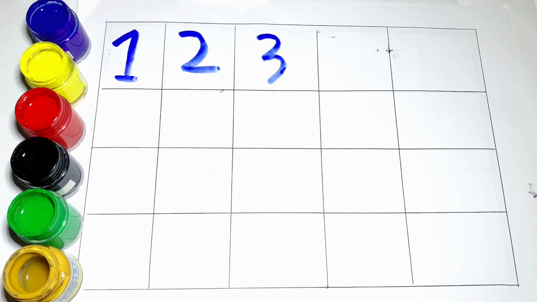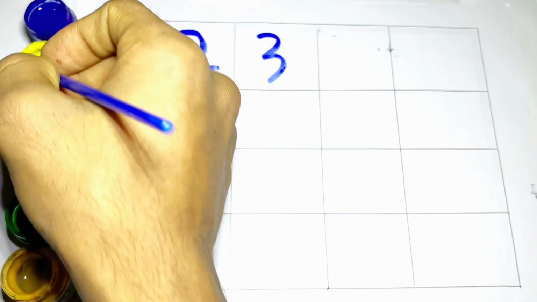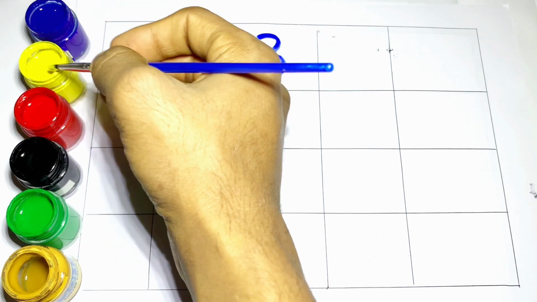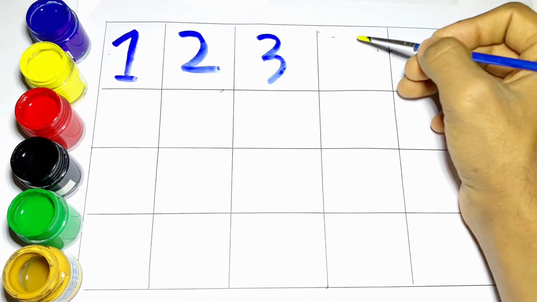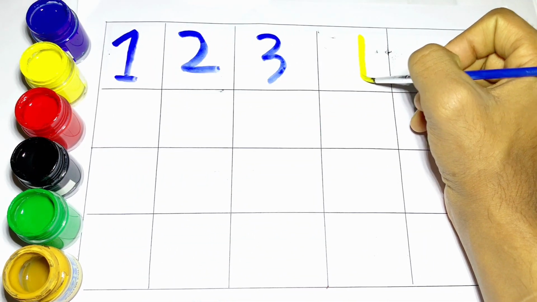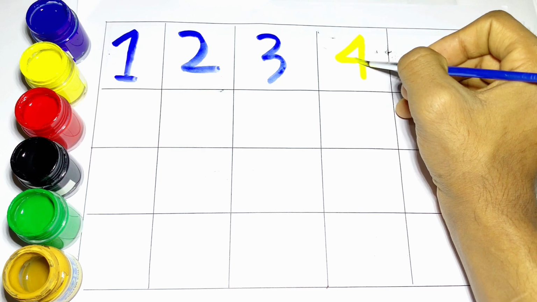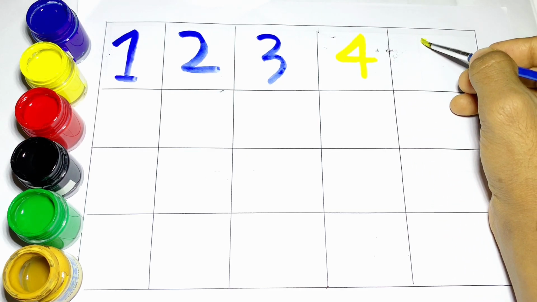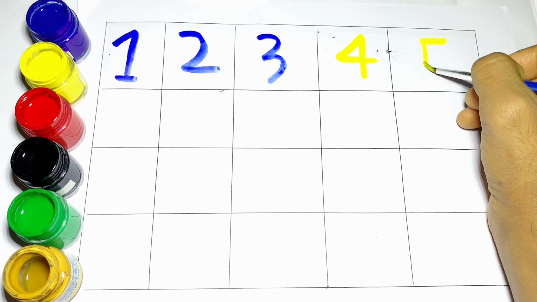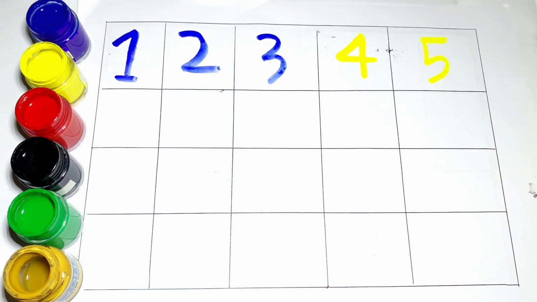Kids now draw 4. The numbers of 4 and use yellow color. F-O-U-R, 4. 5. F-I-V-E, 5.